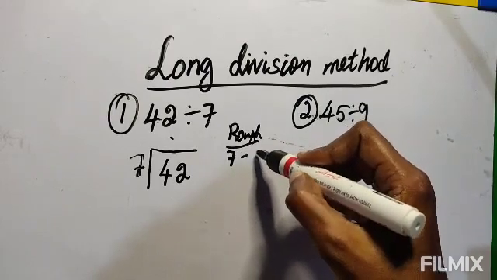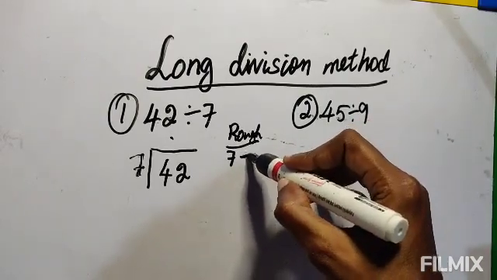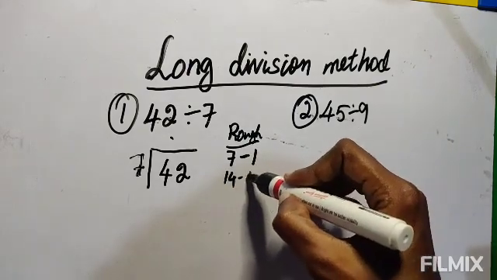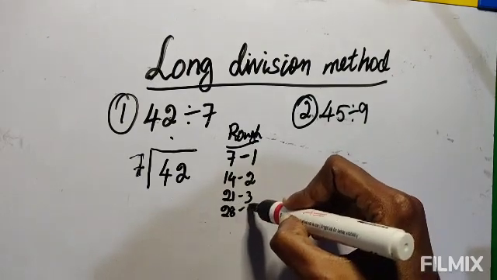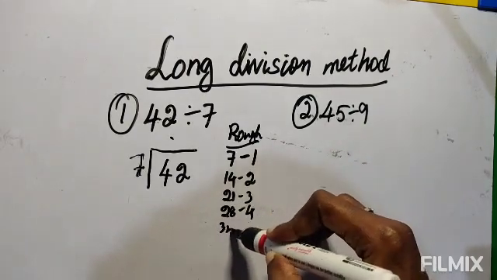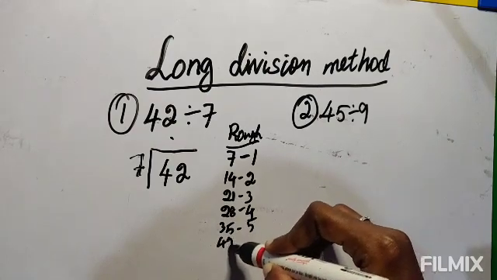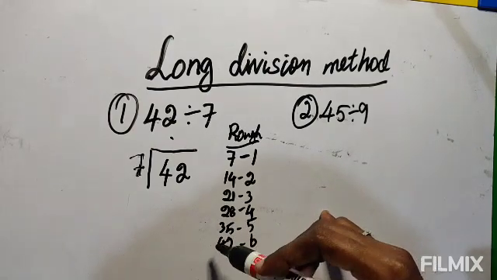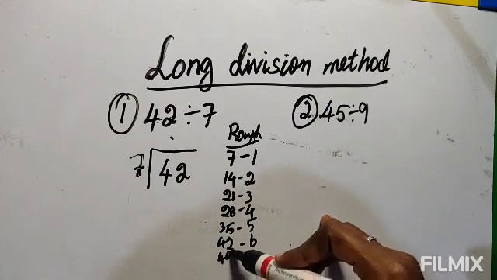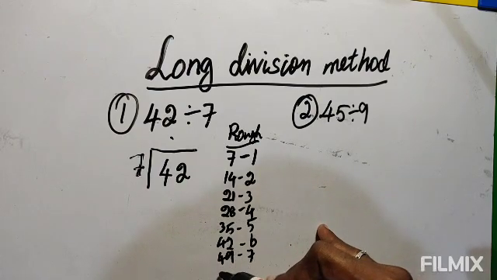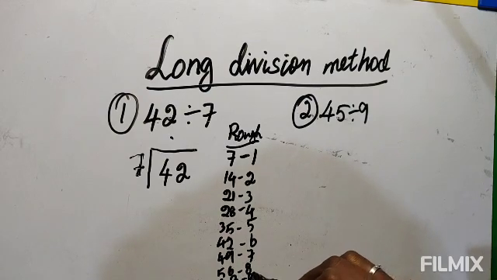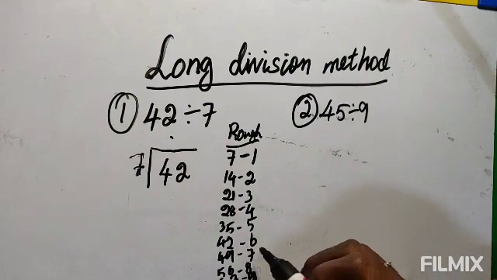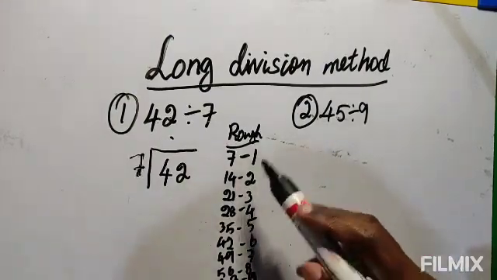No need to write 7 ones are 7, 7 into 1 is 7, not like that. Just like this: 7 ones are 7, 7 twos are 14, 7 threes are 21, 7 fours are 28, 7 fives are 35, 7 sixes are 42, 7 sevens are 49, 7 eights are 56, 7 nines are 63. I think you can see, only the last part you are not able to see. So up to 9 you have to write the table in shortcut, this way.